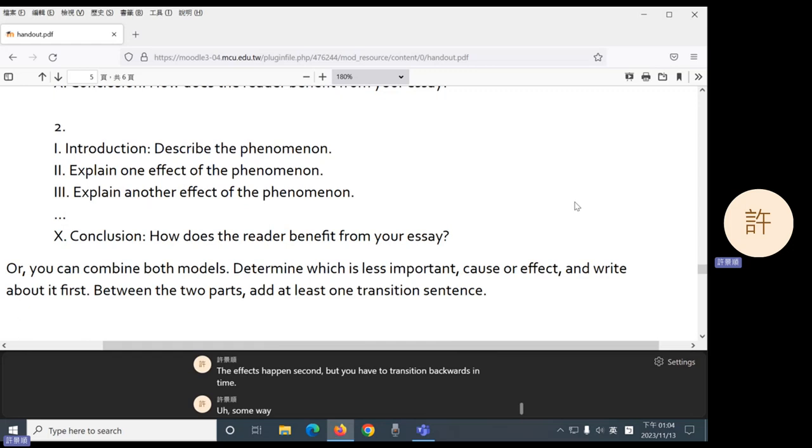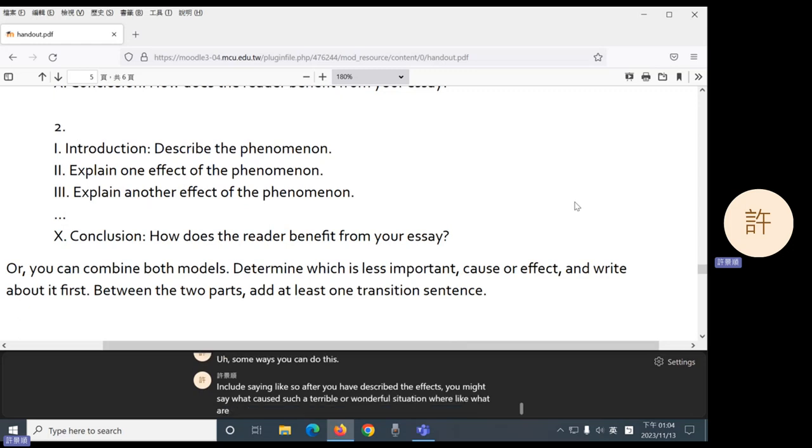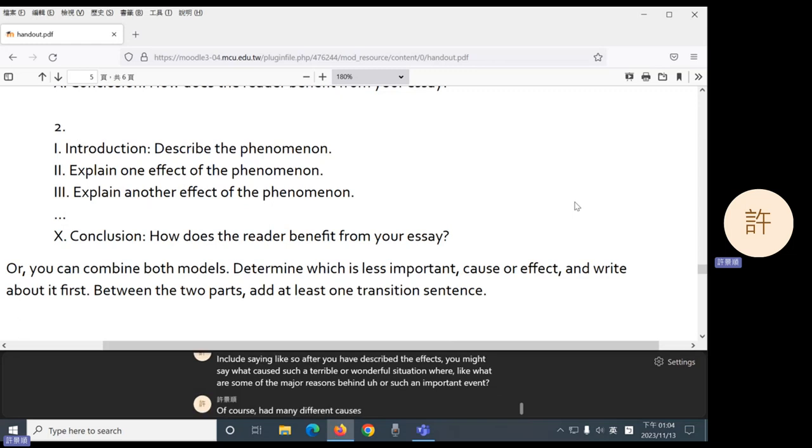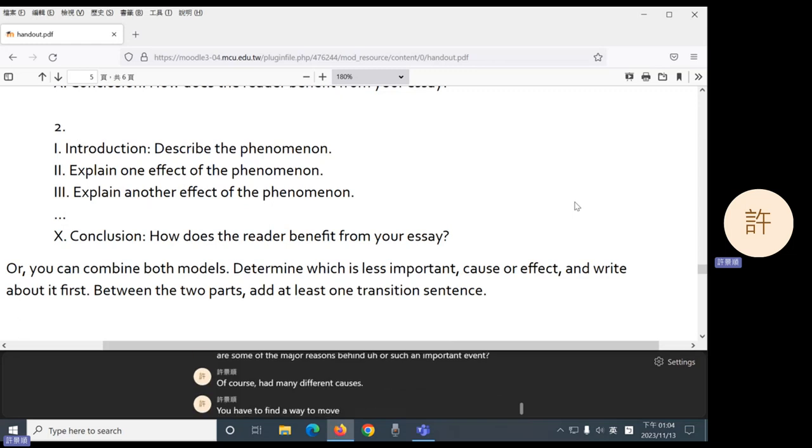Some ways you can do this include saying, after you have described the effects, you might say, what caused such a terrible or wonderful situation? Or, what are some of the major reasons behind this? Or, such an important event, of course, had many different causes. You have to find a way to move from effect into cause.